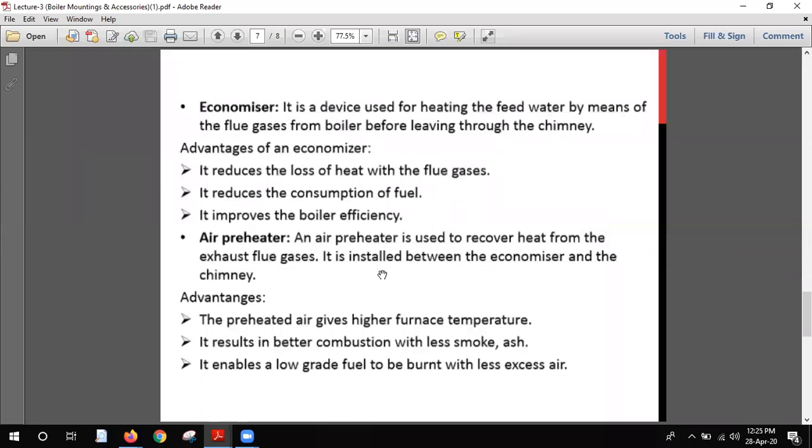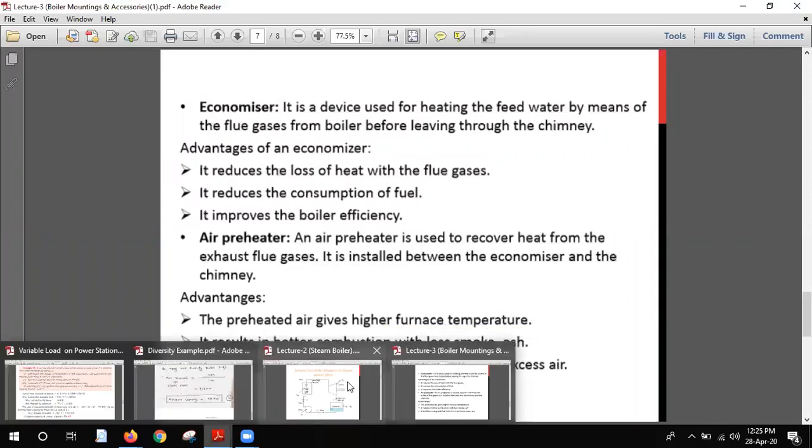The last topic is air preheater. Air preheater is also like the economizer. It also uses the hot flue gas leaving the economizer. After that, we also try to use the amount of heat left after the economizer. So it is installed between the economizer and the chimney. So what is the purpose?